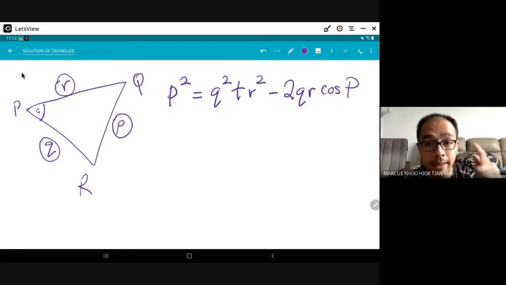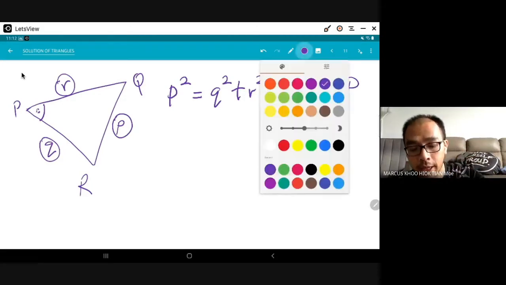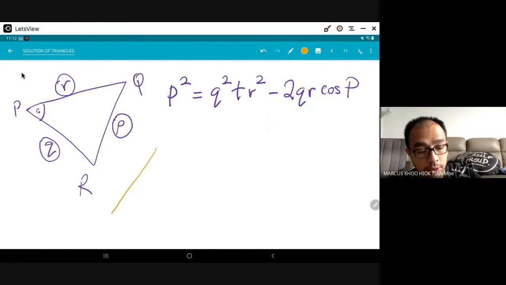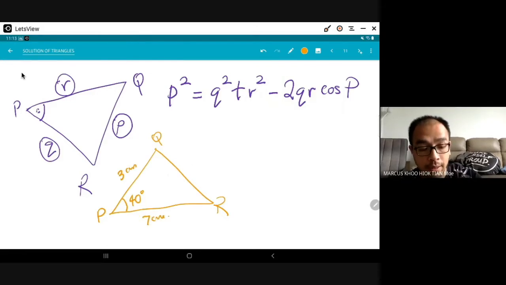Look at the pattern. I'm going to draw another triangle for you. Same concept. I'm going to call this P, Q, and R. I'm going to say this is angle 40 degrees. This is 3 cm. This is 7 cm. So I want to find side B.